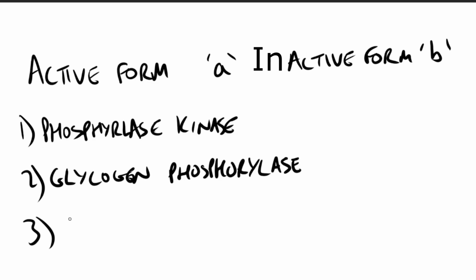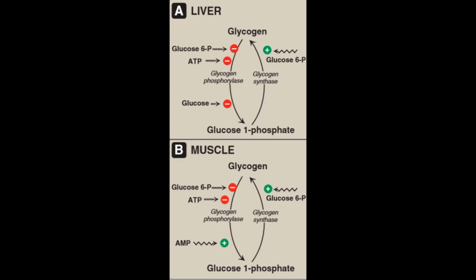glycogenolysis. Now, a third enzyme is glycogen synthase, which helps in glycogenesis. If you want to make the enzyme active, you have to dephosphorylate it. And if you want to make the enzyme inactive, you have to phosphorylate it.